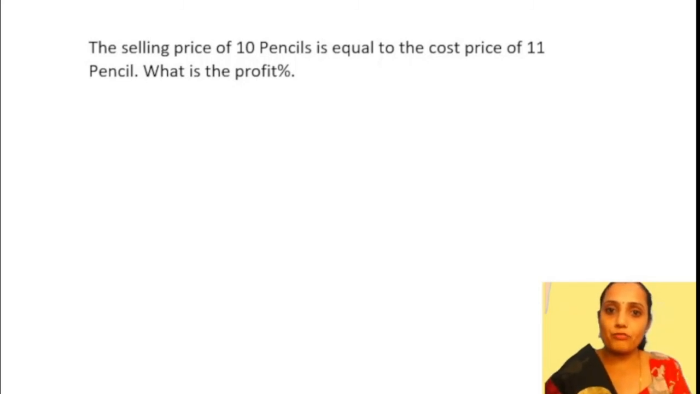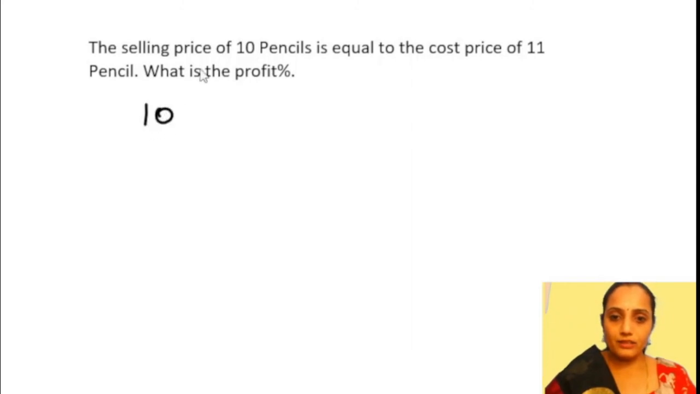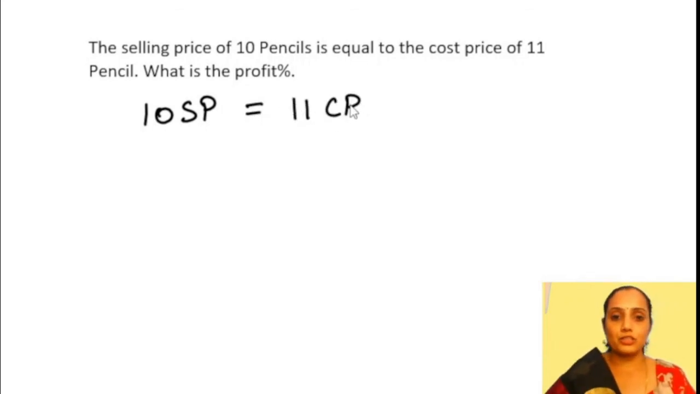That means it is a profit here. Okay, in this case it's a profit. So let's write down in terms of equation. We can write this as 10 selling price is equal to 11 cost price. This is how you make the relation. The value of 11 pencils is equal to the value of 10 times the selling price. So here the selling price becomes greater.